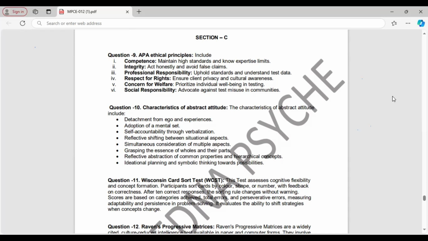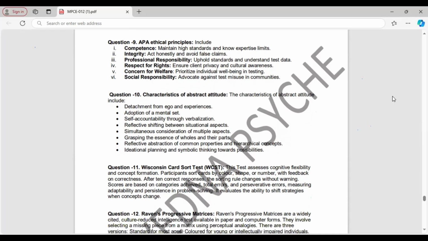Question 10, characteristics of abstract attitude. It involves detachment from experiences, self-accountability through verbalization, simultaneous consideration of aspects, reflection on common properties, ideational planning, and symbolic thinking, focusing on both the whole and its parts.